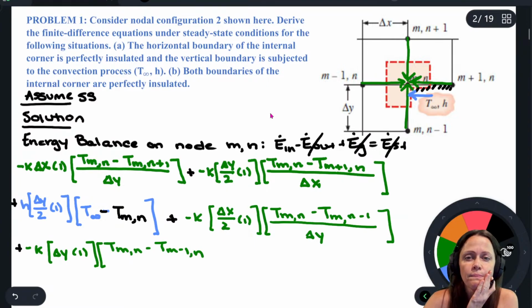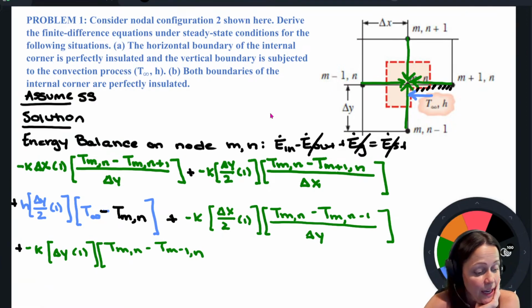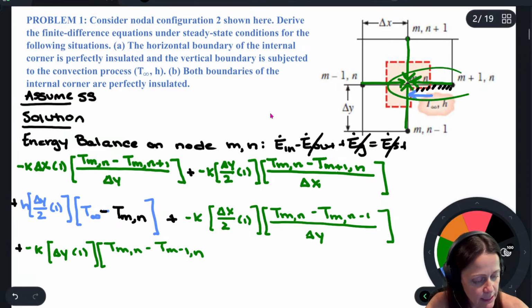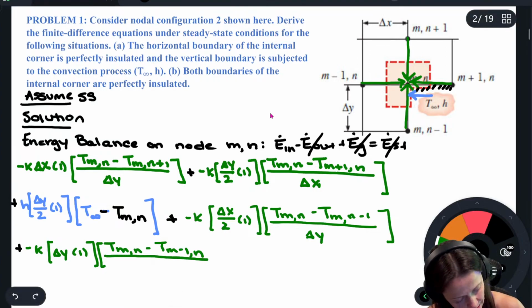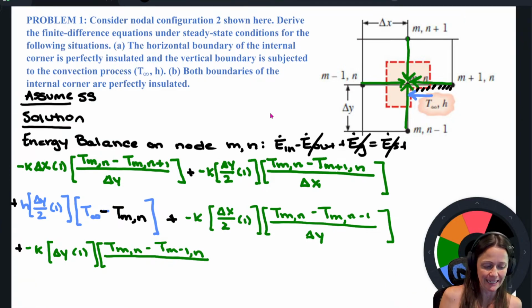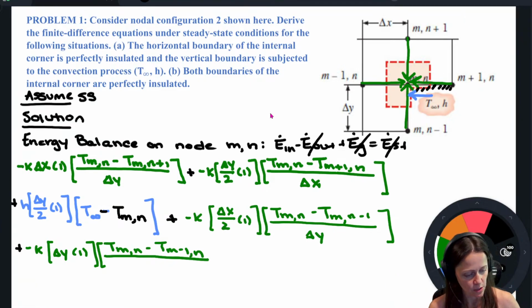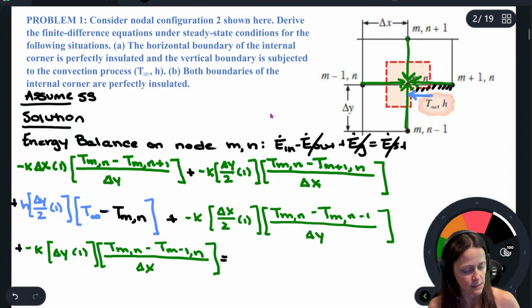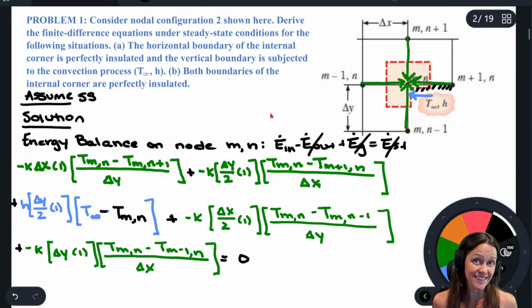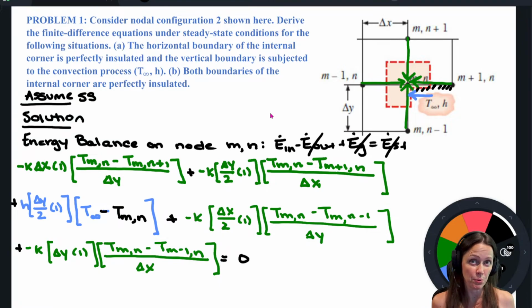In what is the black line an adiabatic surface? Yes, so this guy right here that I drew, because it said in part A that the horizontal boundary of the internal corner is perfectly insulated. And then the distance between the node m minus 1 n and the node of interest is just delta x. And there's no energy generation, like I said, and all of that's equal to 0. And that's kind of it. That's all I needed for A. I could pretty it up, but there's really not a need to do that.